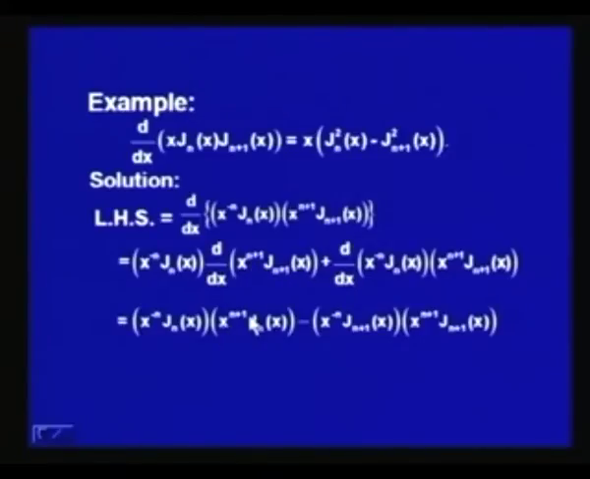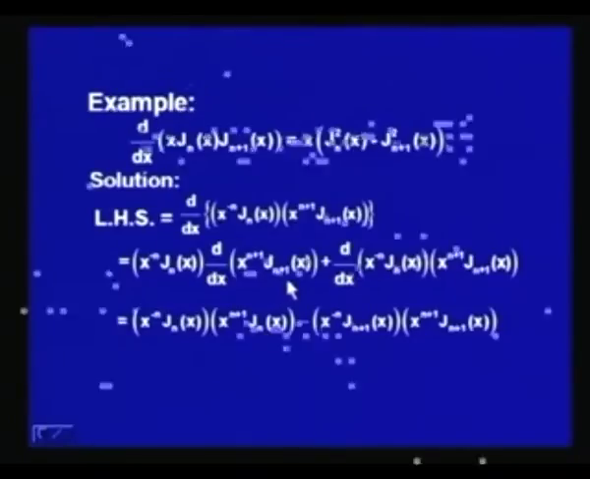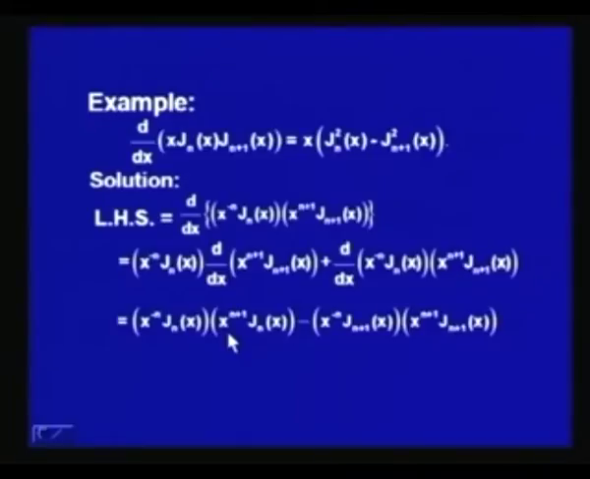This becomes x^{n+1} J_n(x), because we had the one result as d/dx [x^ν J_ν(x)] = x^ν J_{ν-1}(x). For x^{ν+1} J_{ν+1}(x), the derivative that we had seen was x^{ν+1} J_ν(x). So, making use of that, the derivative of x^{n+1} J_{n+1}(x) will be x^{n+1} J_n(x), and then the derivative of x^{-n} J_n(x) will be -x^{-n} J_{n+1}(x), using the other property of the Bessel functions which involve the derivatives, and multiplied by x^{n+1} J_{n+1}(x).